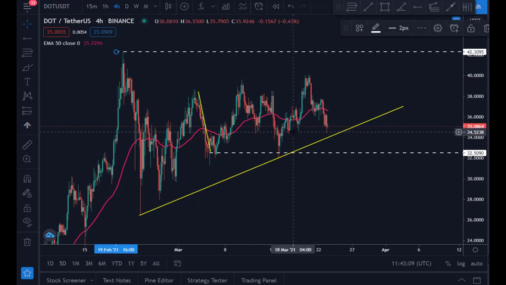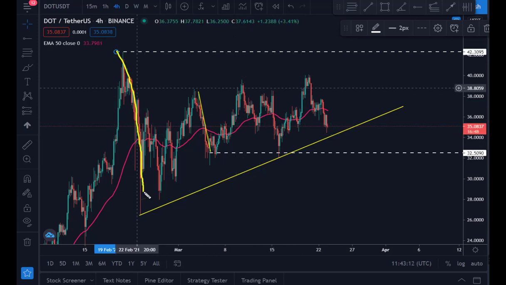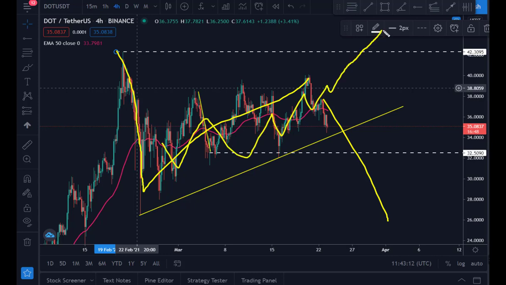Now they can decide to do something like this. A, B, C. You can decide to do it, or you decide to do something like this, here and there. So there are many varieties of how it can play out.